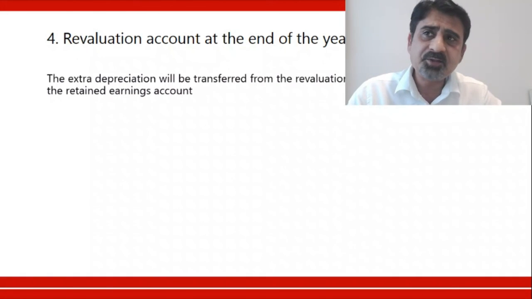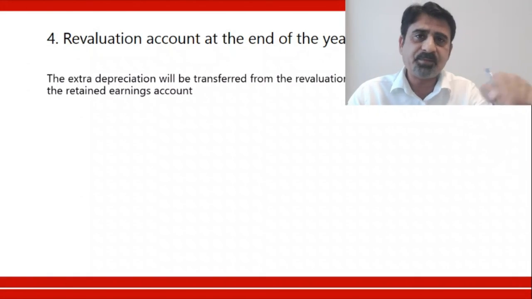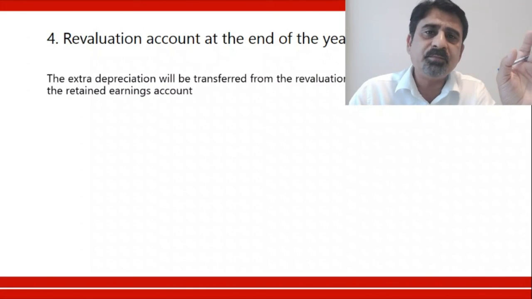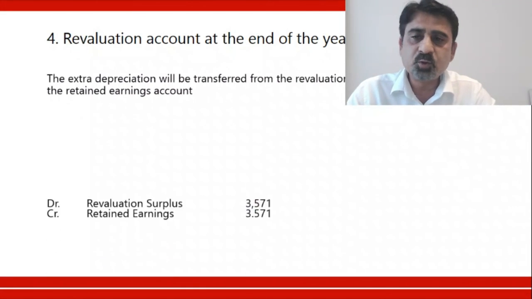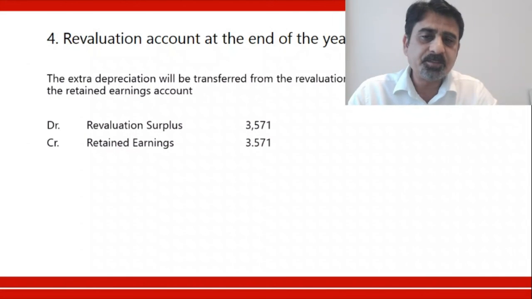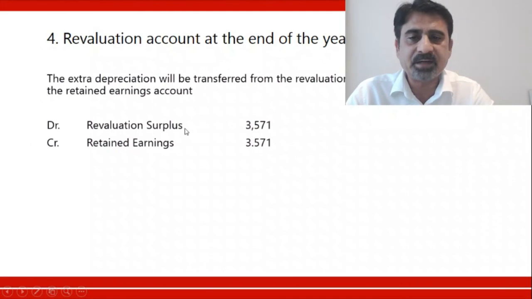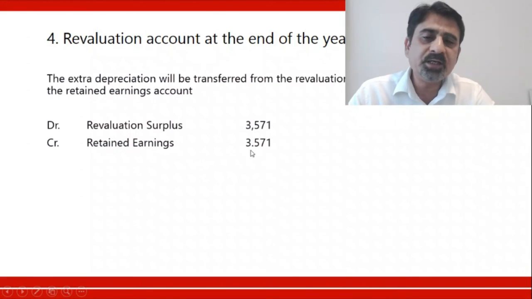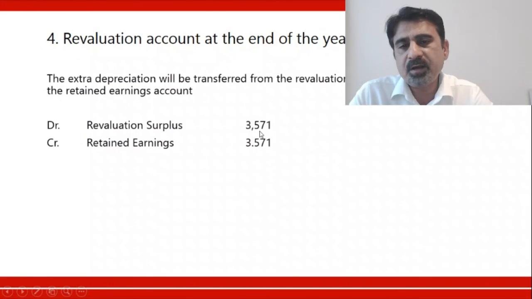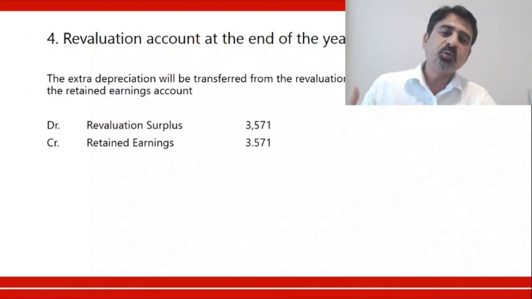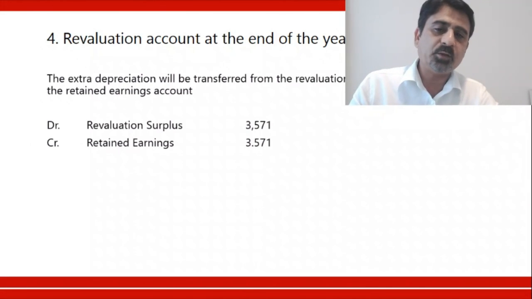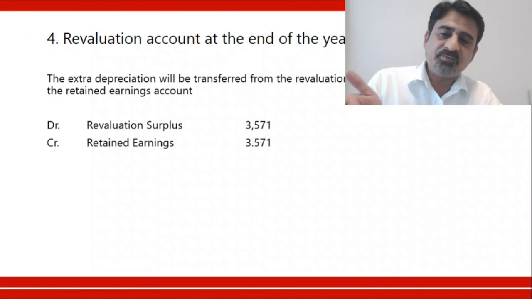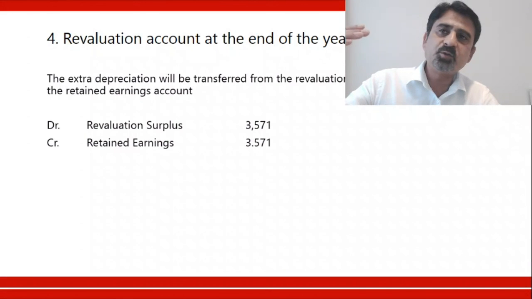So if you multiply 3,571 by 14 years, it will make exactly 50,000. So this is the double entry: debit revaluation surplus. Remember, previously we credited revaluation surplus with 50,000. Now we are going to debit it, which means we are going to decrease the revaluation surplus account and increase the retained earnings account. So every year we will take out 3,571 from revaluation and transfer it to retained earnings, and that's how in 14 years your revaluation surplus account will become 0.